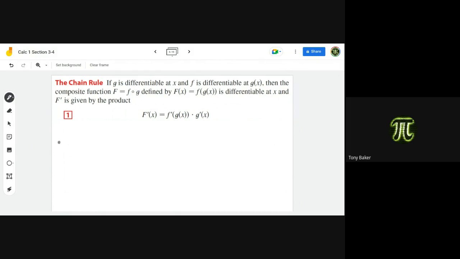So let's look at the problem that we just did a minute ago. It was x plus 2 squared. So the derivative using the chain rule, what's the derivative of the inside? What's the derivative of x plus 2? 1. So it's 1.